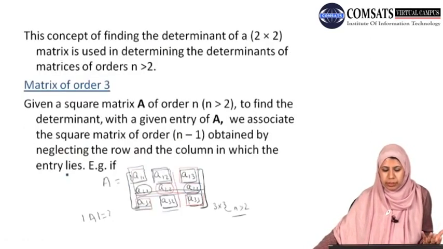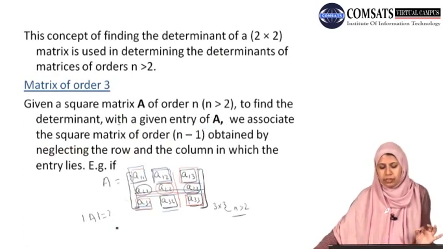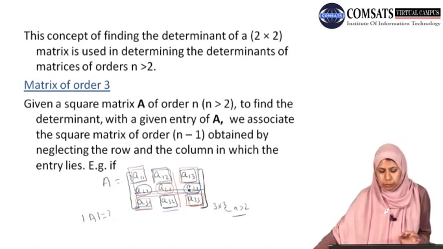That is, what does our statement say, that with a given entry of A, we associate a square matrix of order n-1. We have taken 3 entries A21, A22 and A23, and with these 3 entries we have associated the respective square matrices of order 1 less, that is of order 2 by 2. How? By neglecting the row and the column which contain that entry.